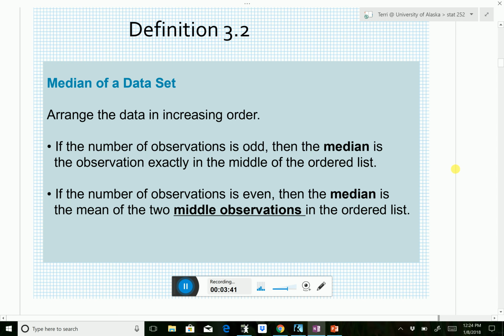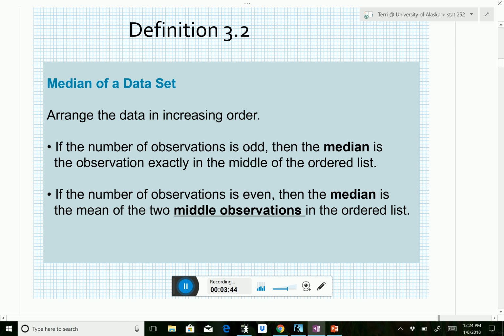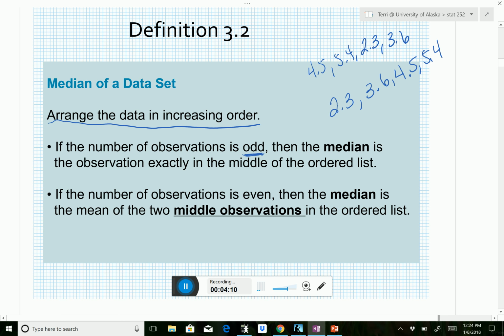So let's look at the median of a data set. To find the median, the data does have to be arranged in increasing order. Looking at the data set we were just looking at, I had 4.5, 5.4, 2.3, and 3.6. To find the median, I actually have to reorder this into increasing order. If the number of observations is odd, the median is in the middle. But in this case, we have 4 observations, so it's even. The middle would be here, and there's no number here.